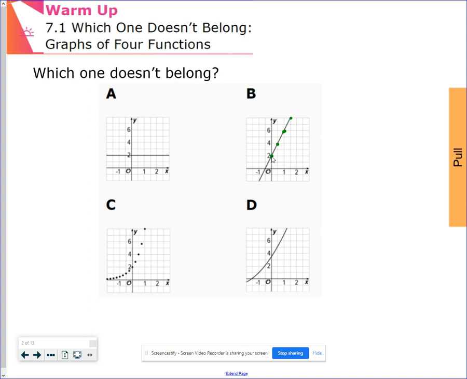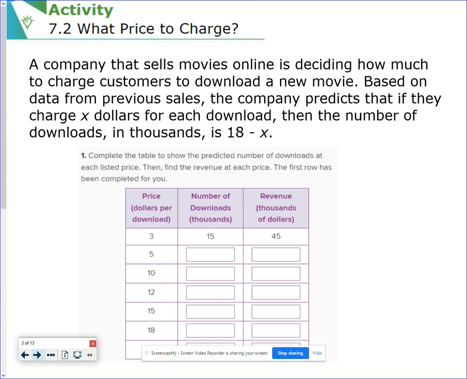C is the only one that's got those individual points. This is called a discrete graph, but it's not connected. It's not continuous. That's the difference on this one. And D is a curve, just like C was a curve, but this is the only one that has a y-intercept that's not 2. All the other ones have a y-intercept that was equal to 2. So just something to notice about each of the graphs. And let's move on then.